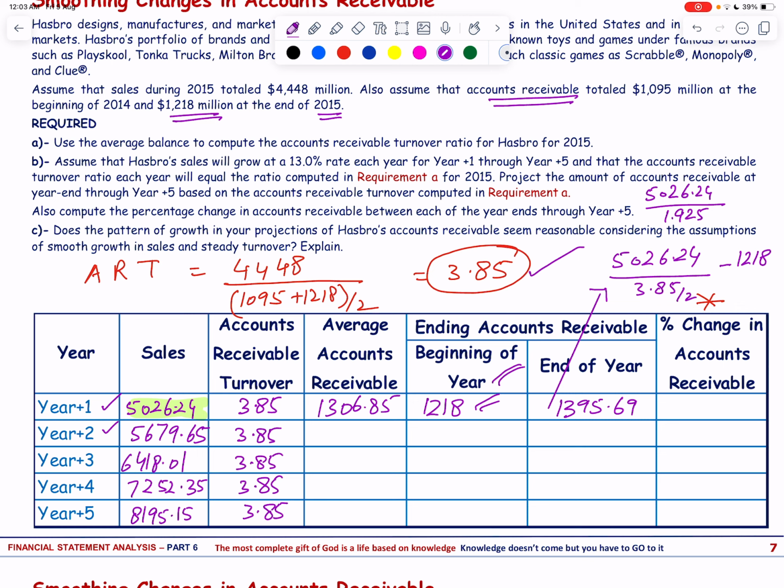Then we have the percentage change in accounts receivable. So the percentage change will be accounts receivable at the end of the period, that is 1395.69, minus beginning accounts receivable, that is 1218, divided by 1218 again. So 1395.69 minus 1218, this is 177.69 divided by 1218, and that is equal to 14.59%.